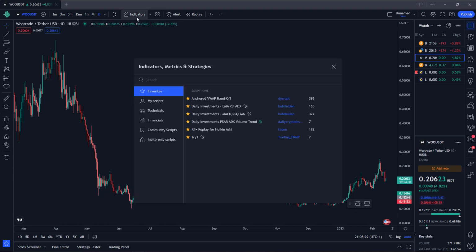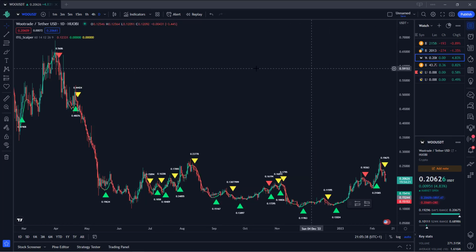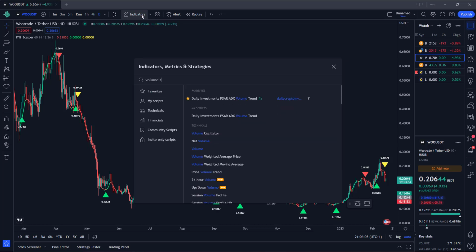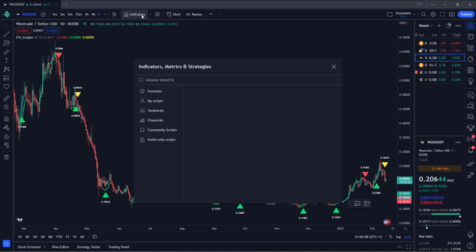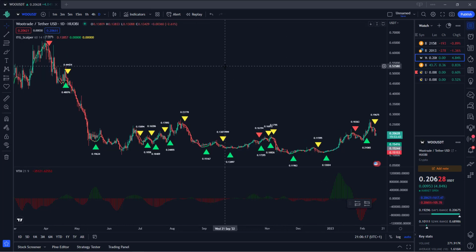The first indicator that we need is the Itg Scalper indicator. This one's from Completer. The second indicator that we're going to use is the volume trend histogram. It's from L name.